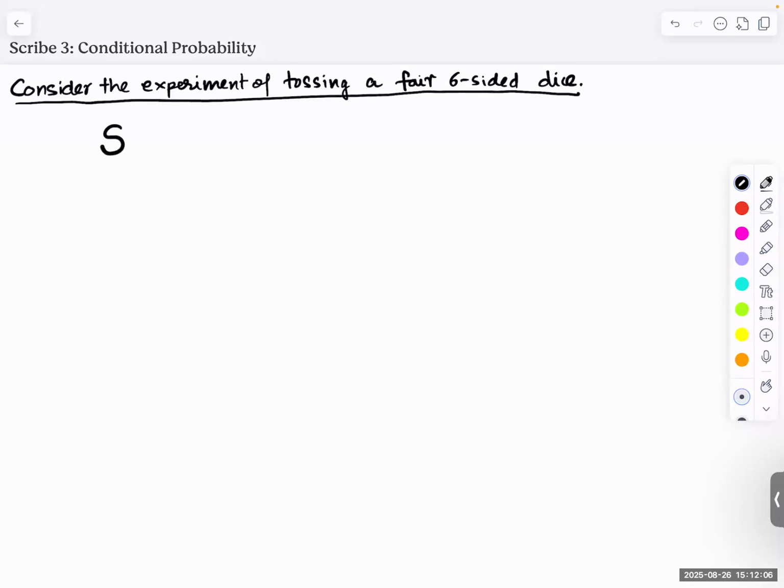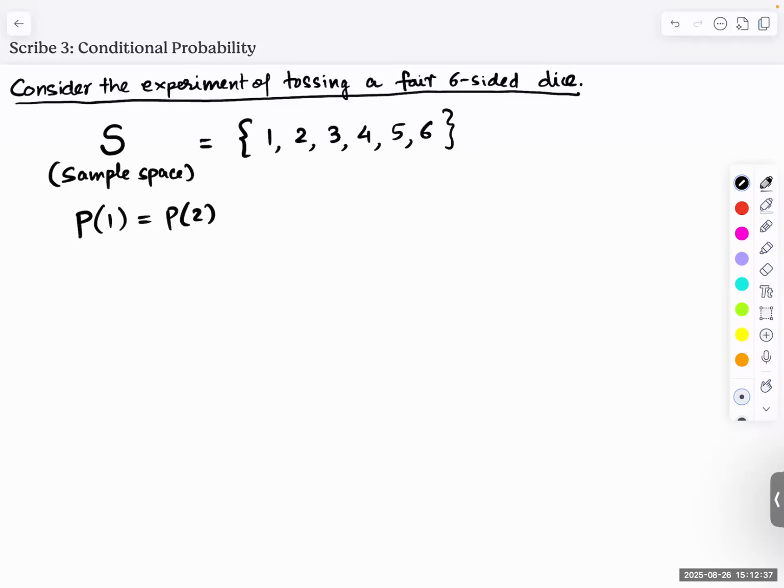So just to recap here, you will have a sample space, which is the set of all outcomes. When you toss a six-sided dice, you'll get one out of these six outcomes, numbers 1 till 6. So this is my sample space. Now, I will also assign some numbers, which are the probability numbers, to these outcomes. So let's assume that the probability of 1 occurring is the same as the probability of 2. All these outcomes are assigned the same value, which is 1 by 6. So this is a fair dice, and all outcomes are equally likely.